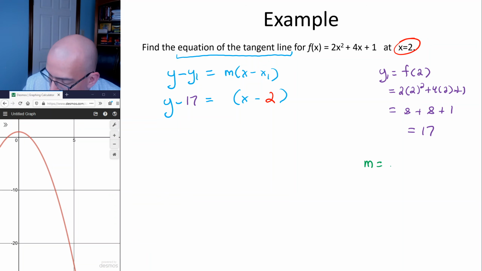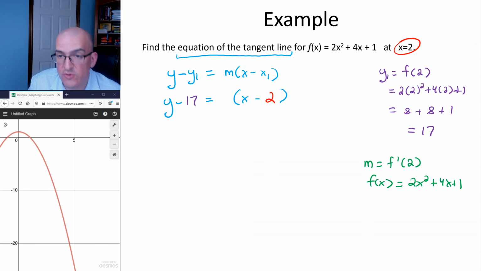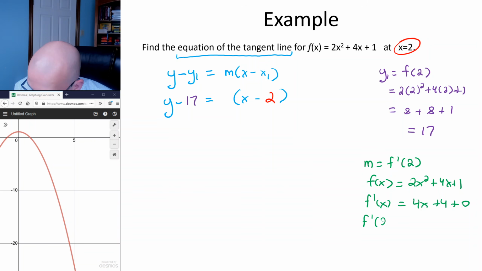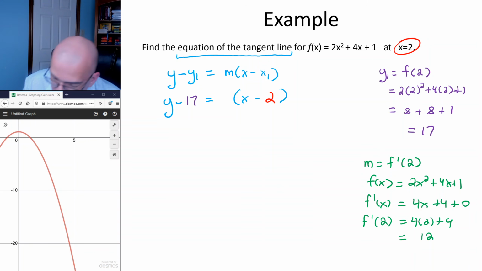m equals f prime evaluated at 2. f of x is 2x squared plus 4x plus 1. We'll use the derivative shortcuts to find f prime: 4x plus 4 plus 0. And then we'll plug in the x coordinate of interest, f prime of 2. It's going to be 4 times 2 plus 4, which is 8 plus 4, which is 12. And that is our answer.